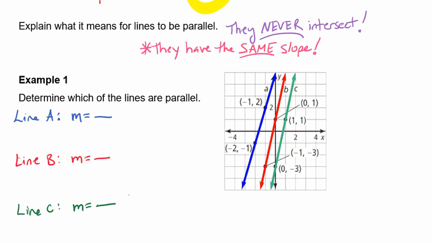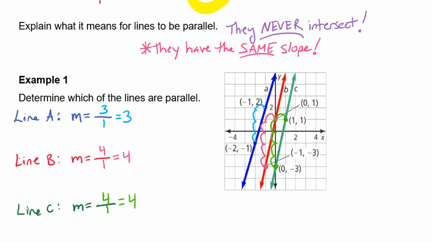So we'll start with our blue line, and we see that we're going to rise 1, 2, 3. So we're going to rise 3, and we're going to run 1. So here we're going to have a slope of 3. Let's take a look at line B. From this point to this point, we're going to rise 1, 2, 3, 4, and we're going to run 1, which gives us a slope of 4. For line C, it also gave us 2 points. So we're going to count 1, 2, 3, 4, rise 4, and we're going to run 1. So here we have a slope of 4 as well.